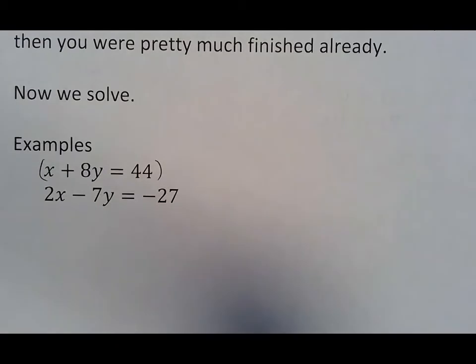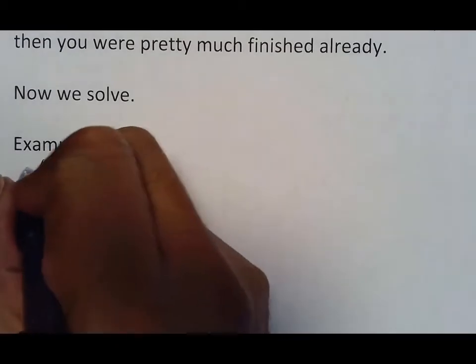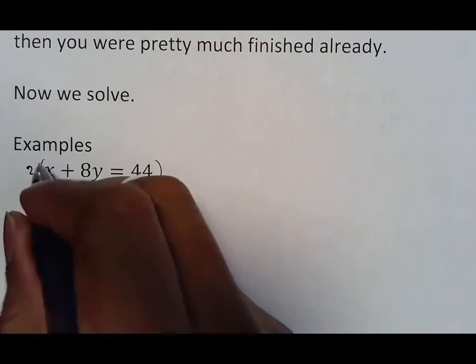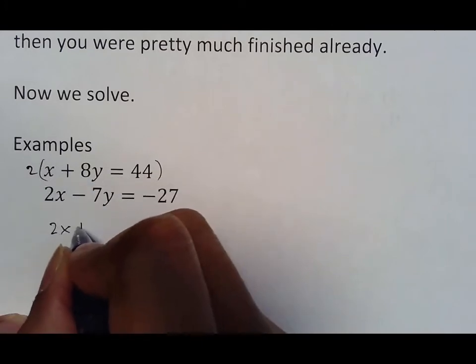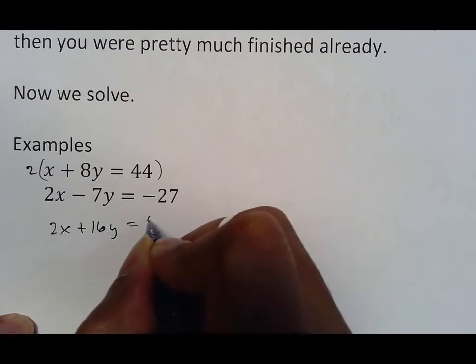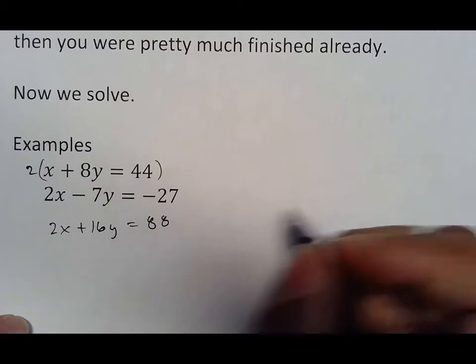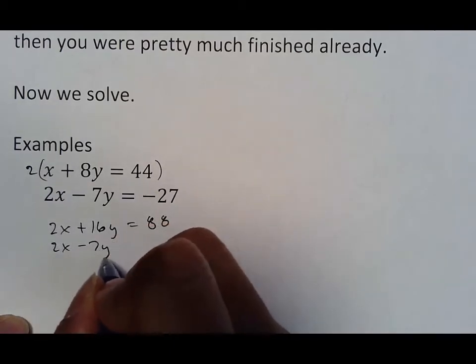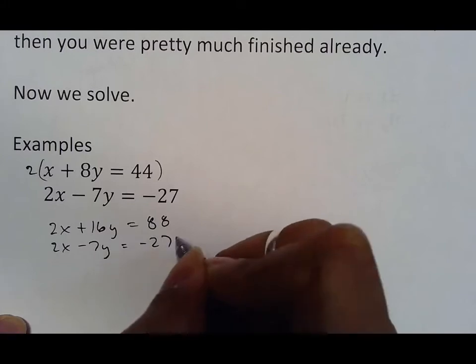If you did not get 6.3a and 6.3b, you should go back and do that because there's no way you can do this unless you have it down. But I am multiplying by 2 to make them match. I am getting 2x, 16y, 88. I bring down 2x minus 7y, negative 27.